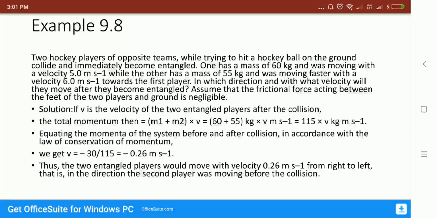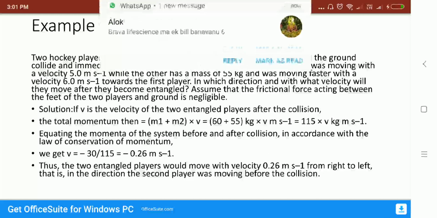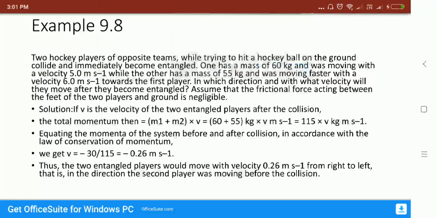So we can say that when the two players collide, they move with a velocity of 0.26 meter per second from right to left, that is, in the direction in which the second player was moving before the collision. So the total direction is from right to left, the direction of the second player who has the heavier mass; in that direction both are moving.